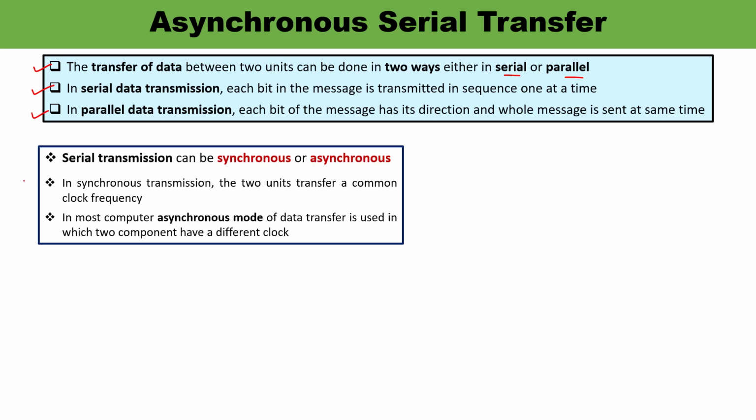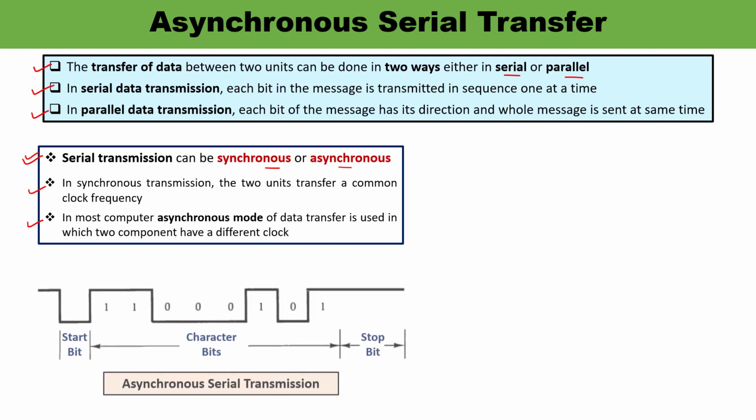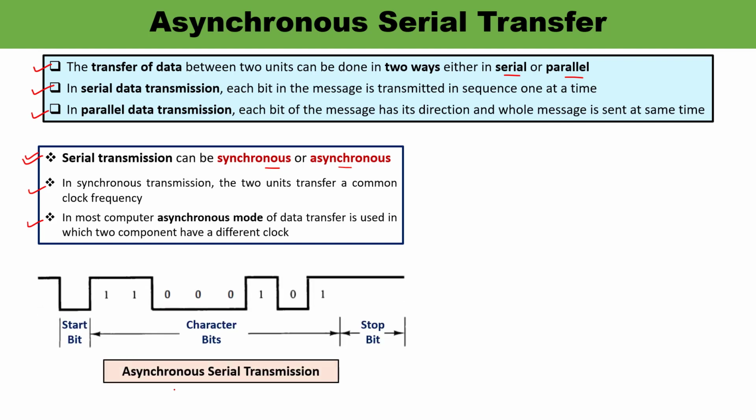If we talk about serial transmission, that can be done in a synchronous or asynchronous mode. Synchronous means the two units have a common clock frequency, and asynchronous means both units have different clock frequencies. Now we have to understand how this serial transfer takes place and how a transmitted character can be recognized by the receiver with the help of the transmission rules. You can see in this particular diagram, this is the asynchronous serial transmission.